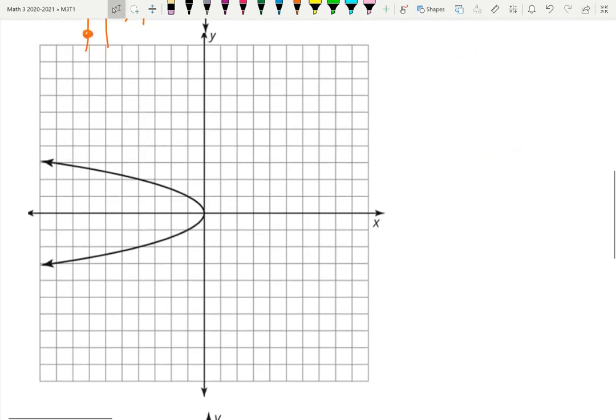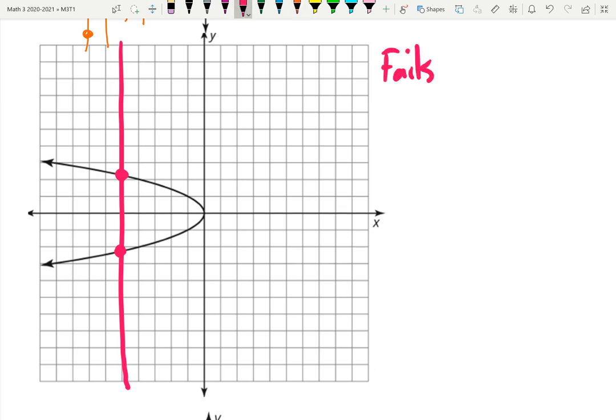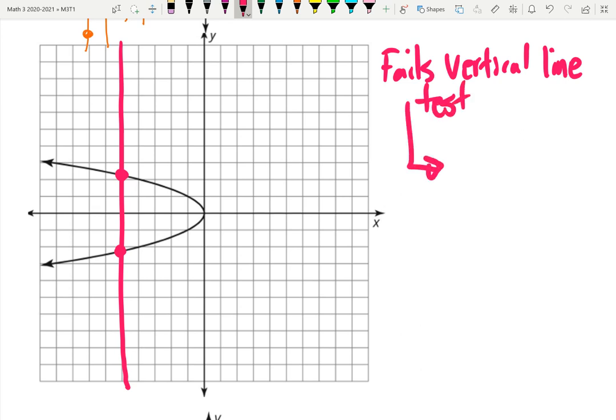This next one, boom. I draw a line. On a test, this would be full credit, and it fails the vertical line test. And my conclusion is that it is not a function.